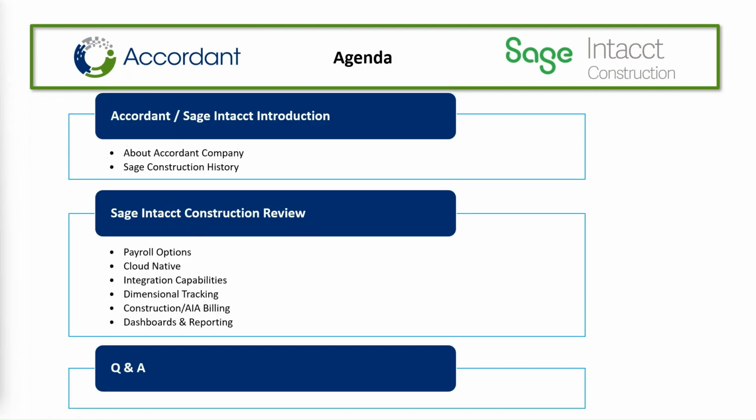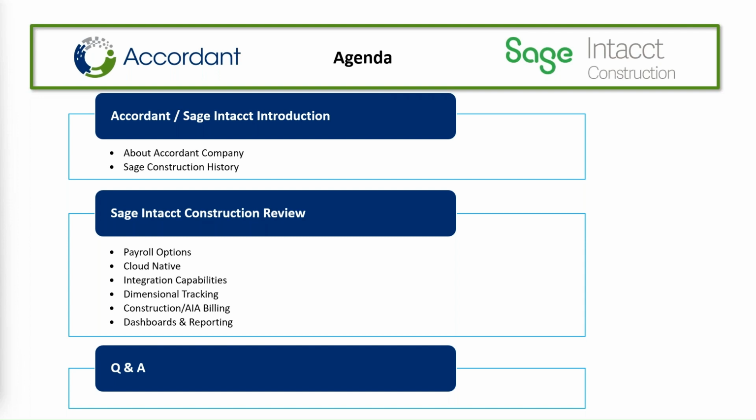In terms of our agenda today, I know that many of the folks on our call are Sage 100 and 300 clients, but I see that we've also got a number of Sage 50 and QuickBooks users joining. So I'll spend just a few minutes introducing Accordant and Sage Construction and the topics that we'll cover today.